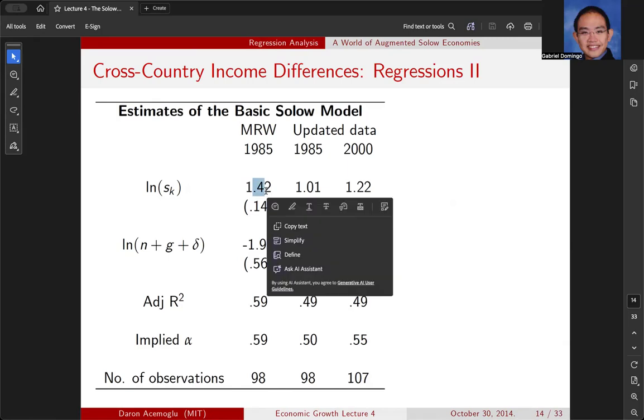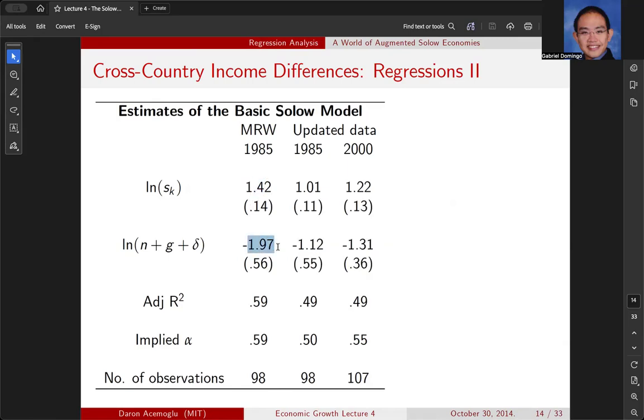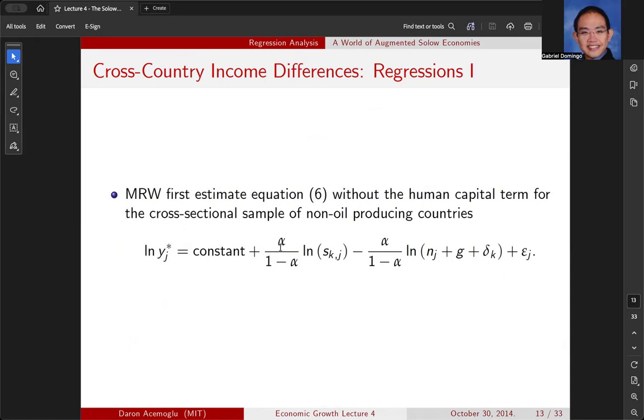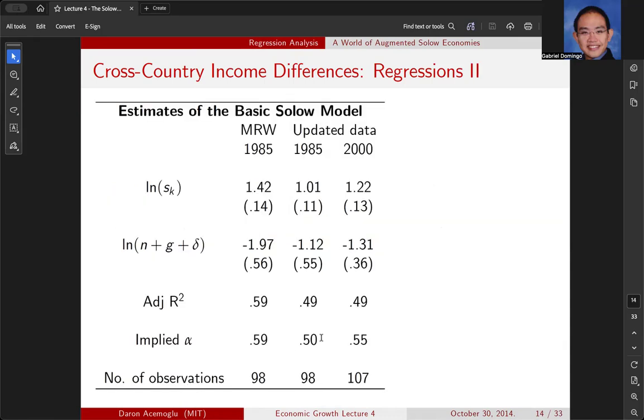This 1.42 should really be the same as 1.97, correct? Because of this equation up here, this should be alpha over 1 minus alpha, the same in value as alpha over 1 minus alpha. But in MRW 1985, they are not. And that's one of the clues that led Mankiw to suggest that maybe the standard Solow growth model is not good enough to take to the data, because these two numbers here should be closer to each other.